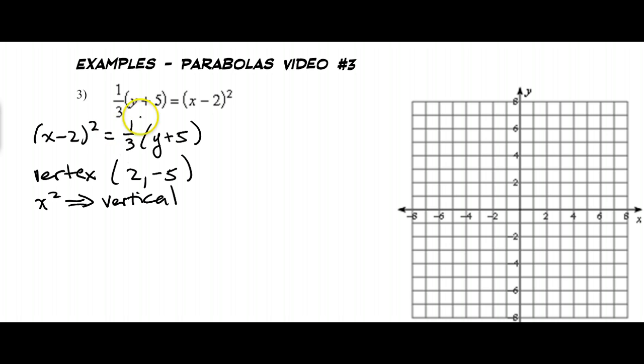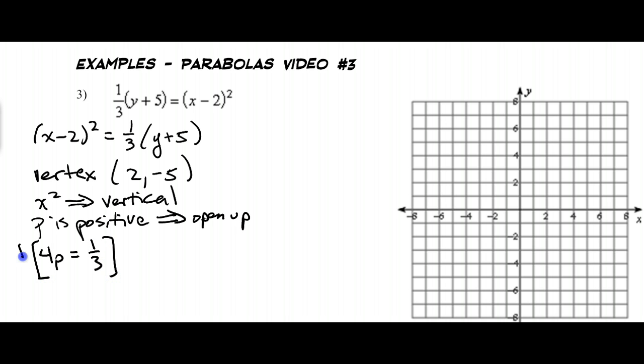Okay, and this 1/3 represents our 4p, and since it's positive, p is positive. And since it's vertical, that means it's going to open up. Alright, again, the 1/3 represents our 4p, so 4p is equal to 1/3. So I'm going to multiply through by 1/4 to solve for p, so I get p is equal to 1/12. So this is a kind of a small amount, and we'll do our best to represent that on the graph. It's going to be approximate.